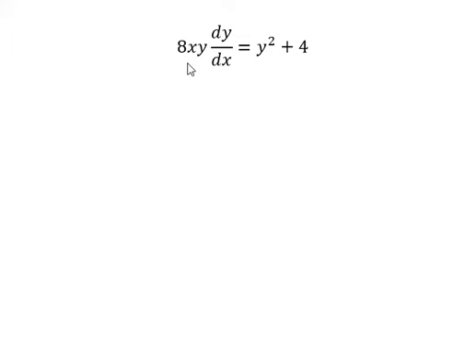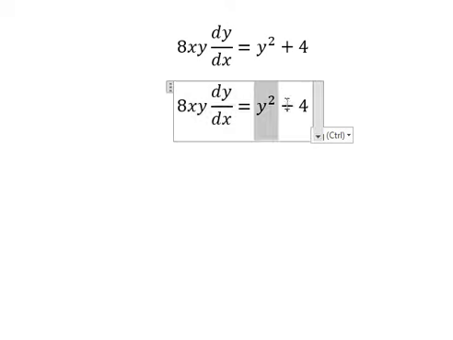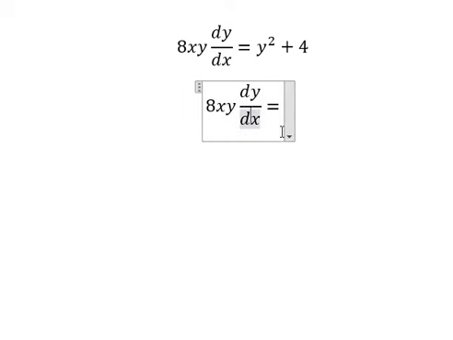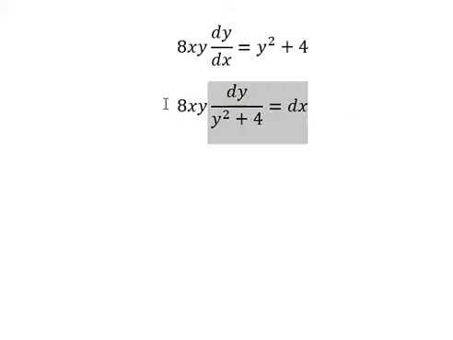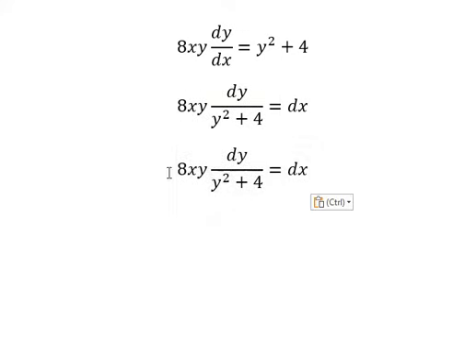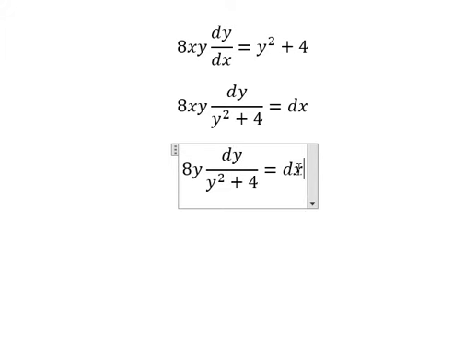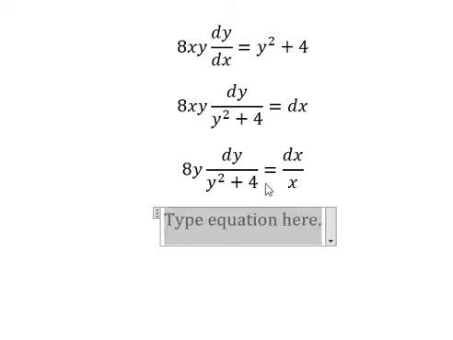I will put the x to the right, and y squared plus 4 to the left. Next, we divide both sides by x. Next, I will put the integration on both sides.